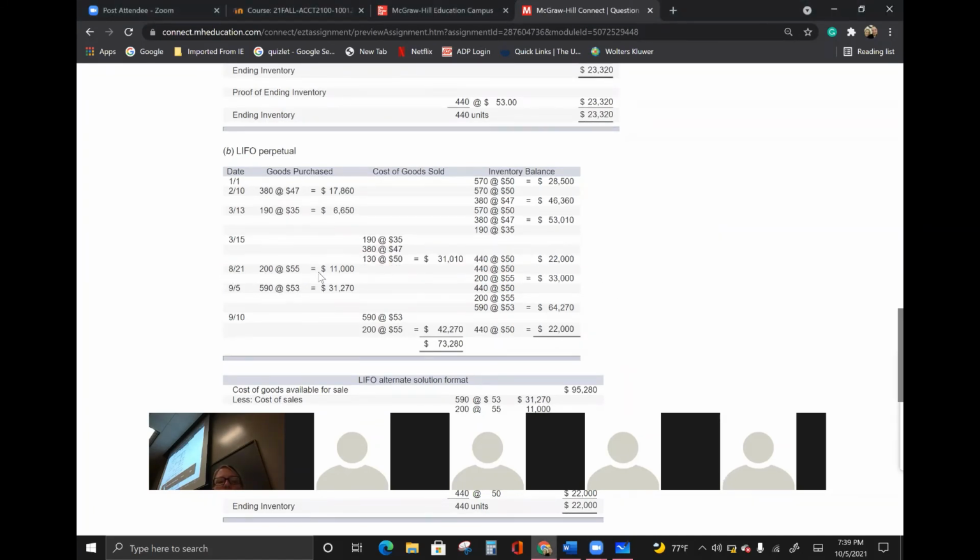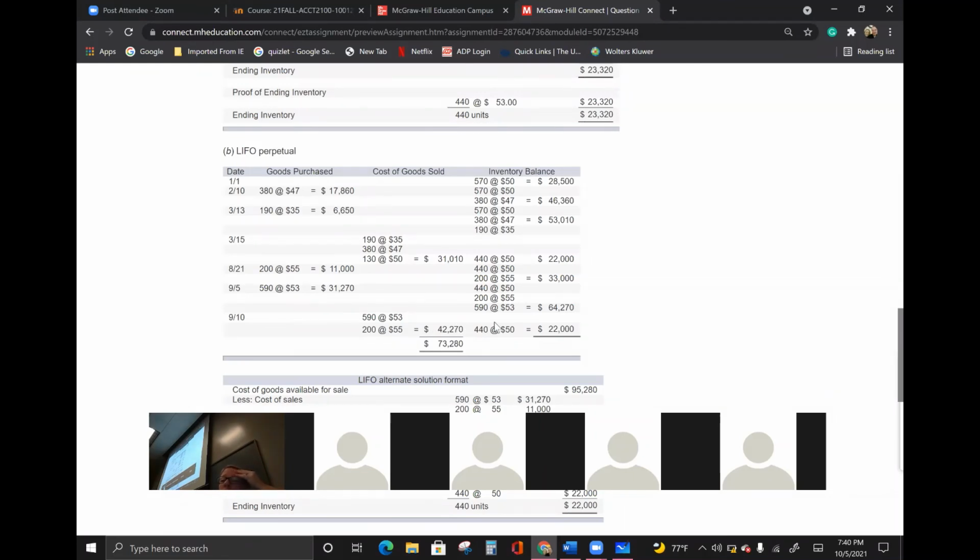Okay, then I purchase again 200 and I purchase 590. So I have 440 units at 50, 200 at 55, and then I have the 590 at 53. I sell 700. Again, which pot are we pulling from first? The last purchase, which was the 590 units. So I'm going to take the 590 times 53. I sold 790, so I need 200 more. Well, that's how many I had in the batch before it. So I'm going to take all 200 of those, and that's going to be my cost.